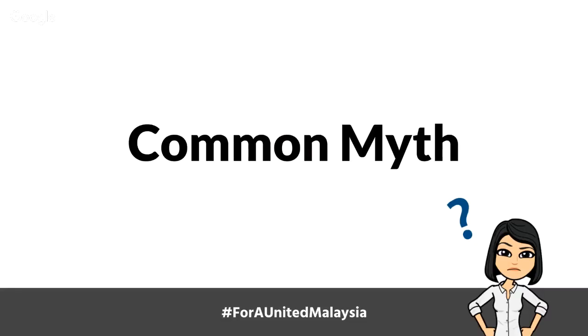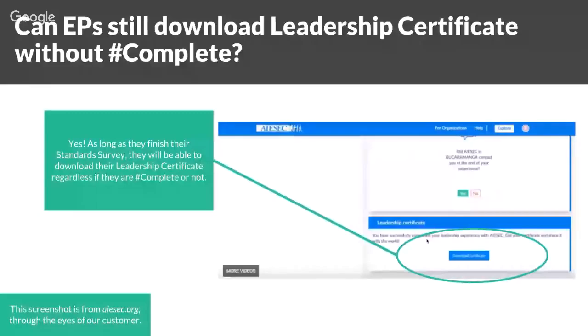Then you can start using this to track all your EPs. So what is the common myth about complete or exchange itself? Can EPs still download their leadership certificate even if they didn't get complete? Yes, as long as they finish their standard survey, they will be able to download their leadership certificate regardless of whether they are complete or not. Because complete is not about making sure our EP takes a proactive approach to being a complete customer. Instead, it's Isaac's role to make sure we are doing what we should be doing to make sure our EP is being completed. So as long as they fill in the standard survey, they will be able to get the certificate.